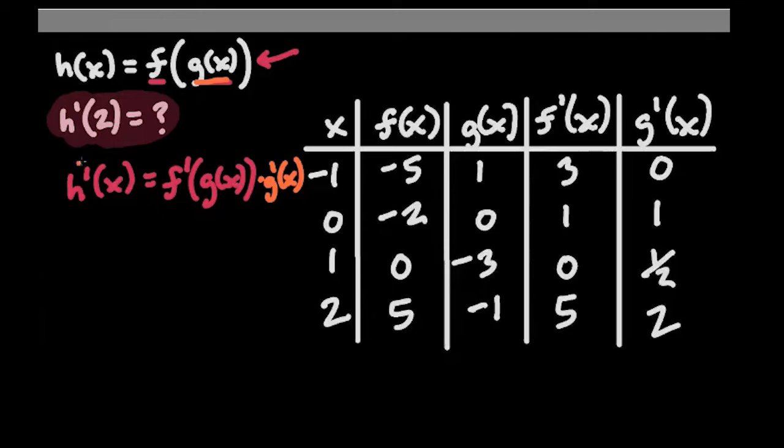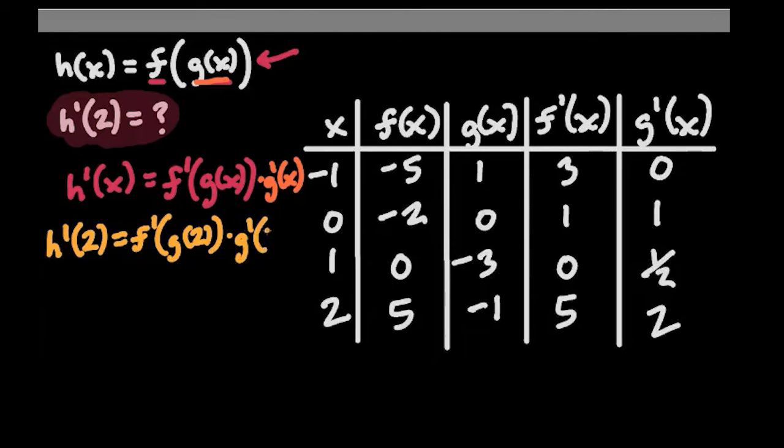Okay, now that we have our formula for h prime of x, we can just plug in 2 for x, and you end up with h prime of 2 being equal to f prime of g of 2. So all the x's just become 2's now, times g prime of 2.